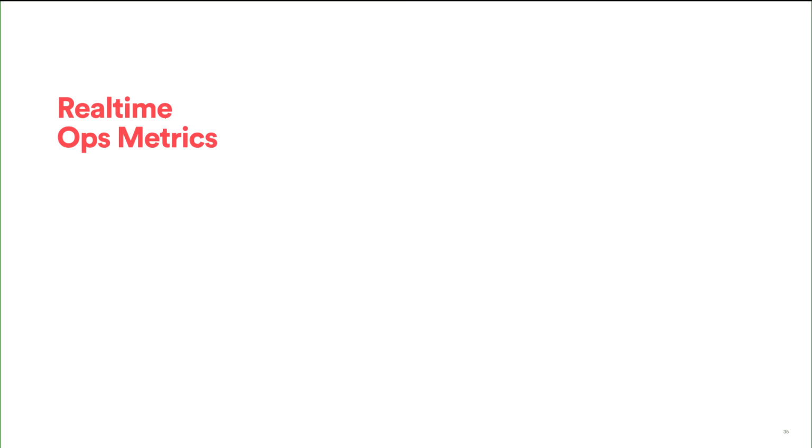So operational metrics aim to help developers find out problems at an early stage. Because of that, only real-time operational metrics are helpful. In these slides, I'm going to show you the diagram of how to make these metrics real-time.